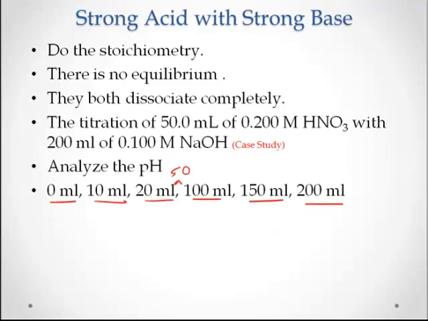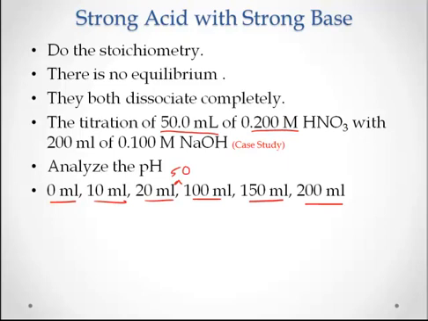So here we've got 50 mL of 0.2 molar nitric acid, and we're going to dump in 200 mL of 0.1 molar NaOH. And so we're going to work it out, do the stoichiometry, and I'll also plot it on the curve so you can see what it looks like. So hold on to your hats.